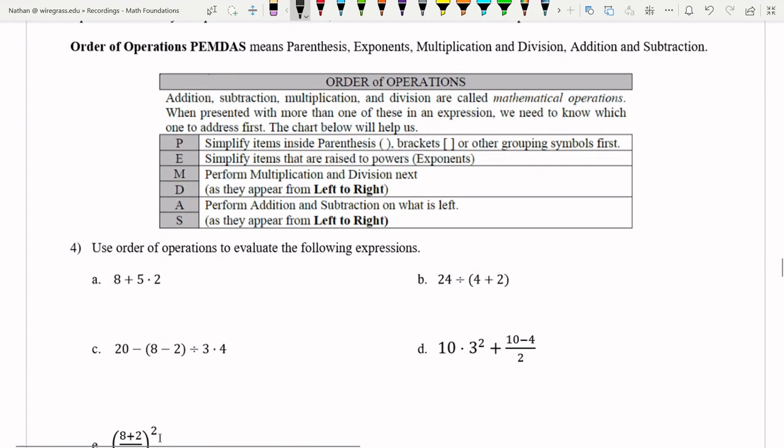You probably have heard of PEMDAS before, but that stands for parentheses, which is always the first thing you're going to do. Exponents is the next. Multiplication and division are technically done at the same time because they're inverse operations. They're really kind of the same thing, but you always go left to right. And then addition and subtraction are done at the same time. Again, left to right. Okay, let's see that in practice.